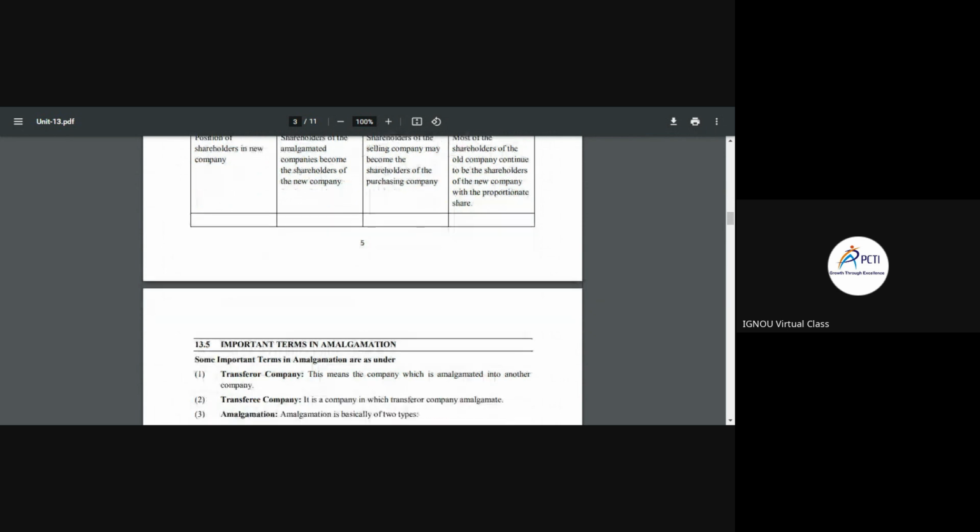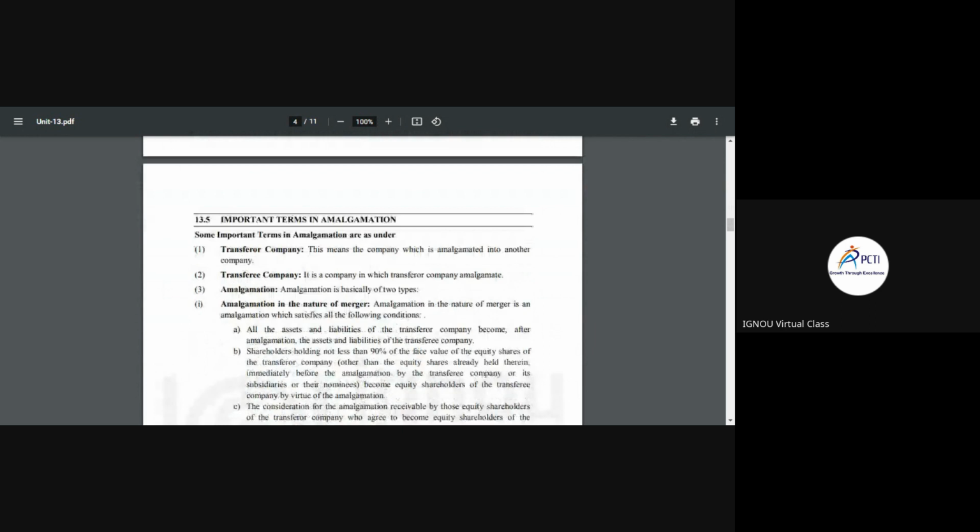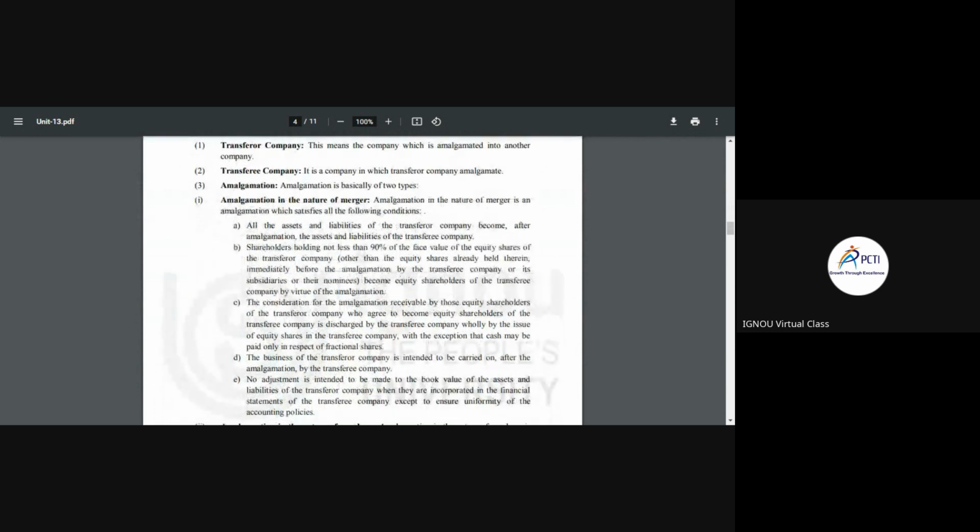Next one, here are some important terms for the amalgamation, like transferor company. It is the company which is amalgamated into the other company. Transferee company is the company in which the transferor company amalgamates. Amalgamation is basically of two types. First one is amalgamation in the nature of merger.